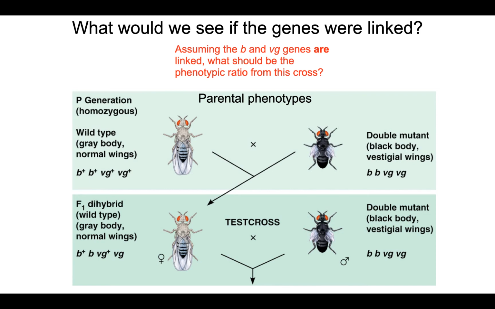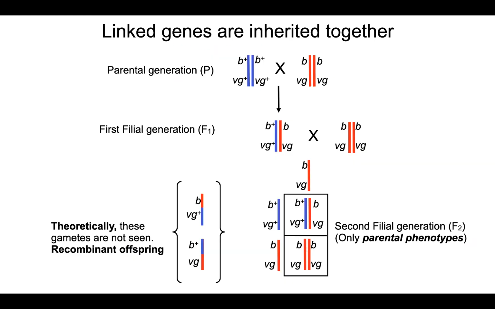So we do the same cross, right, to establish our dihybrid. Then we do our test cross. And so let's take that abstract thing that we had before and apply it here. I just replaced the A's and B's with B pluses and VG pluses. So here's that cross, that double homozygous, double dominant, double recessive, to give us our dihybrid, where we know one of the chromosomes is B plus VG plus, the other one is B VG, and then we test cross it here.